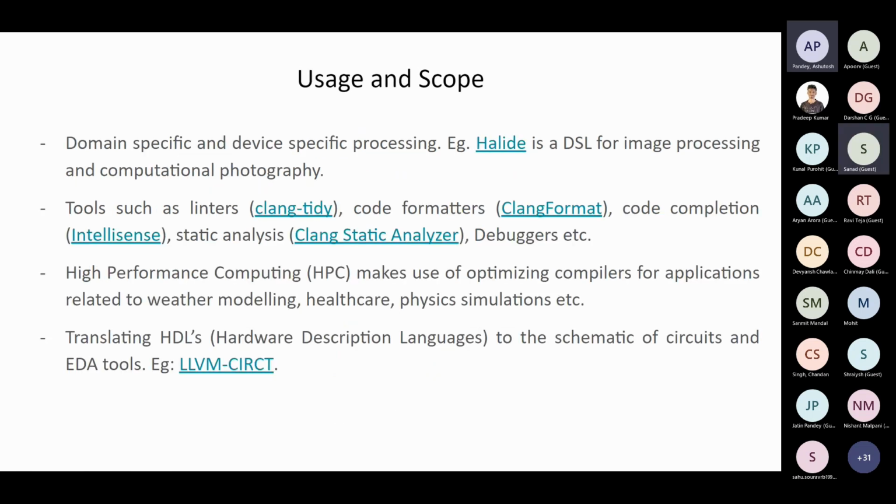So other than compiling programs, what are compilers used for? This is an interesting thing because compilers are used in a lot of places where you might not notice. One example is in domain-specific and device-specific processing. A domain-specific language is a programming language that's built only to do one thing.